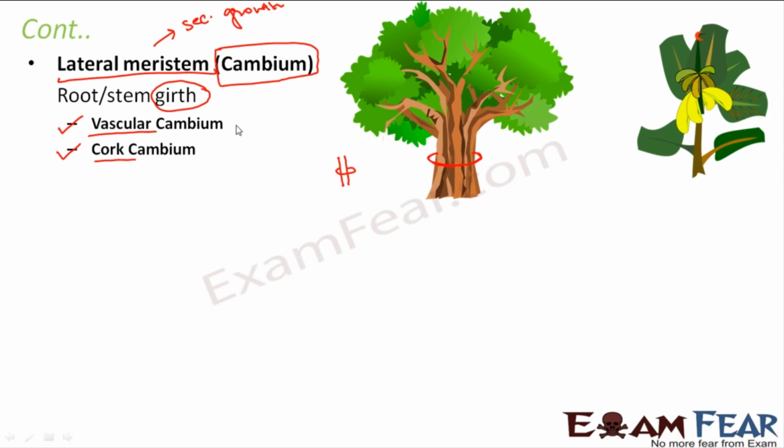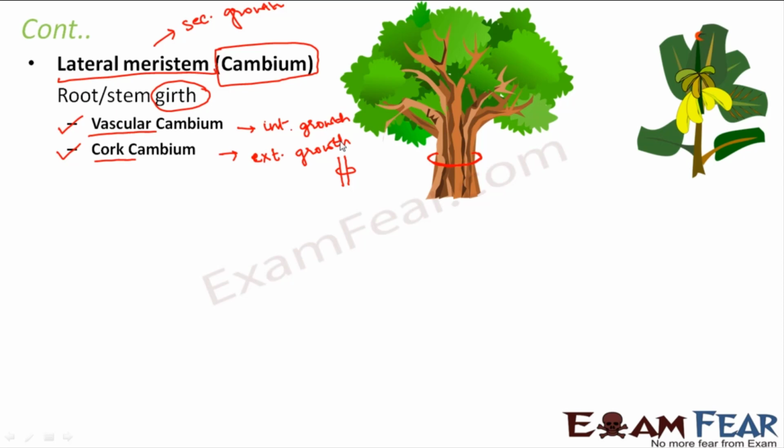Now, vascular cambium is responsible for the internal growth of the girth, because whenever I am talking about cambium, I am just talking about the increase in girth. So the vascular cambium is responsible for internal growth, and the cork cambium is responsible for the external growth.